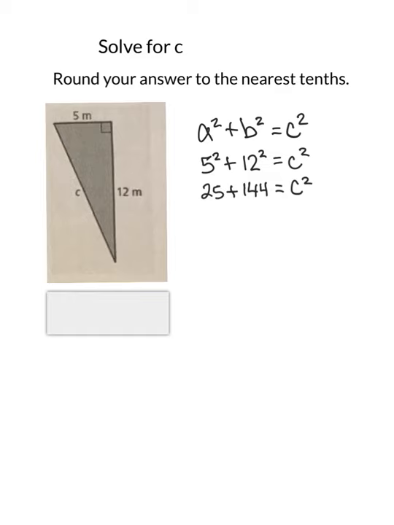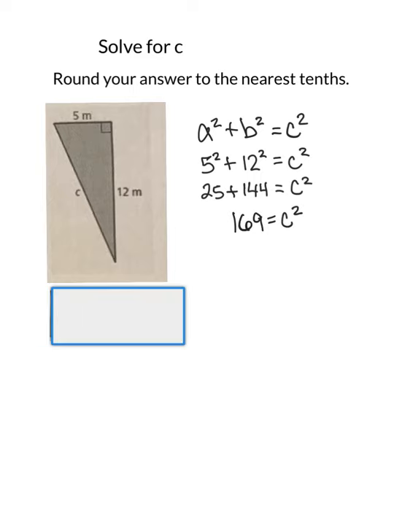All right, let's add 25 plus 144. 25 plus 144 is 169. So remember that we have 169 equals c squared. We want to get c by itself. Do we have c by itself? No, we have c squared. So think: what is the inverse, or opposite operation, that we can do to get the square gone and c by itself?